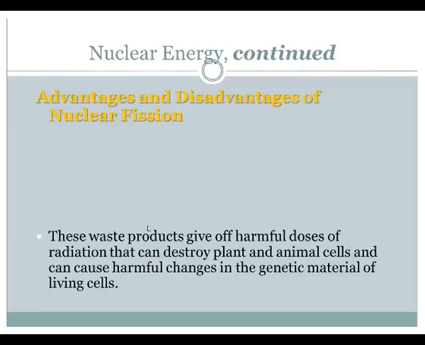The waste products give off harmful doses of radiation. The radiation destroys plant and animal cells, and causes harmful changes to the genetic material of living cells. Some of the nuclear accidents that have occurred have been known to cause genetic abnormalities in people and offspring. Usually it is not the growth of additional appendages. Usually it's things that are detrimental to the organism surviving. So it would be lack of appendages, lack of certain parts of the body, or large tumorous growths and things like that that would cause the organism to not survive.